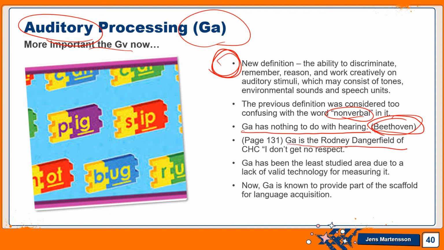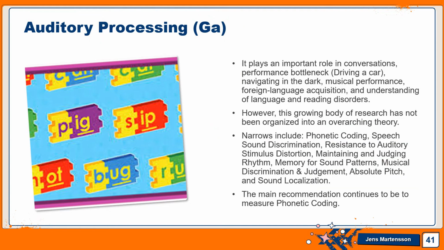GA is the Rodney Dangerfield of CHC. I don't get no respect kind of thing. But now it's getting a lot more respect because of the big D word, dyslexia. So GA has been the least studied because of the lack of technology to measure it, okay? But now it's becoming more and more. So it plays an important role in all these areas, and there is a growing body of research. The growing body of research under GA with all of these different things has not been put into an overarching theory, which is why we haven't gotten a whole lot more about it, but it's coming.